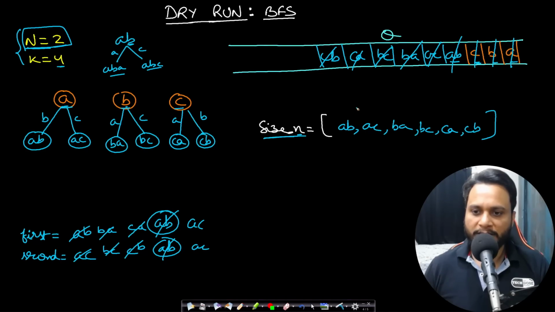Now if you look at the rank, then this is index 0, index 1, index 2, index 3, 4 and 5. Now if you are finding the 4th rank happy string, then in 0 based ranking it will be k-1, which will be 3. So at index 3 you have BC, and therefore we will be returning BC as the answer here.